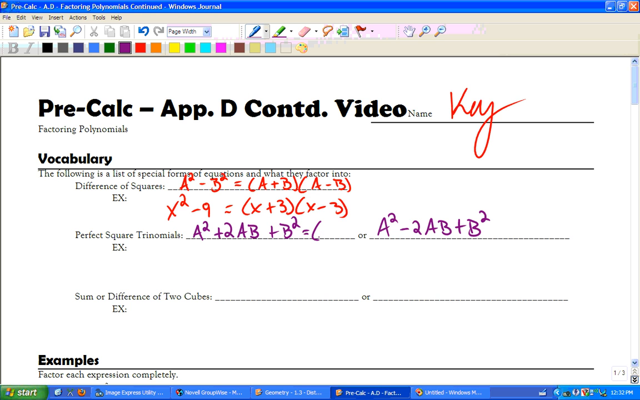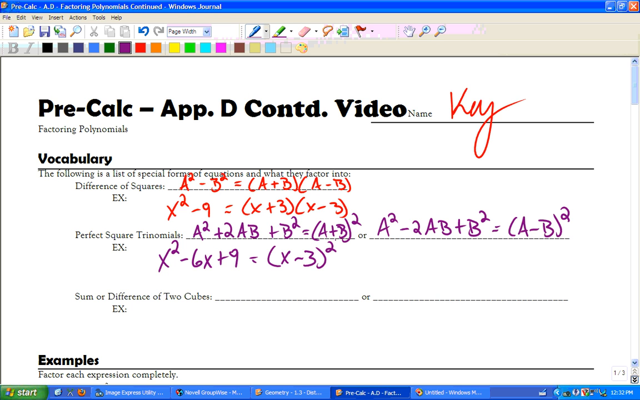A squared plus 2ab plus b squared factors into a plus b quantity squared. A squared minus 2ab plus b squared factors into a minus b squared. Again, pretty close, but just a little bit of difference. Quick example, x squared minus 6x plus 9. You're squaring x to get to x squared, you're squaring 3 to get to 9. Therefore, this factors into x minus 3 squared.